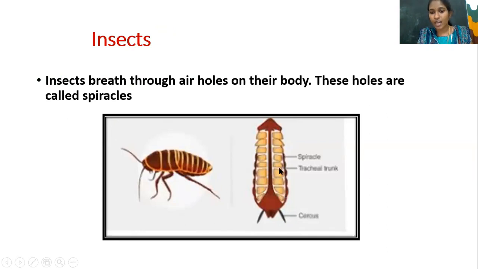These air holes are called spiracles. The insects breathe through spiracles. Okay, insects breathe through air holes on their body.